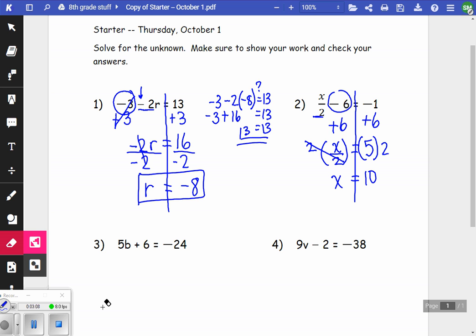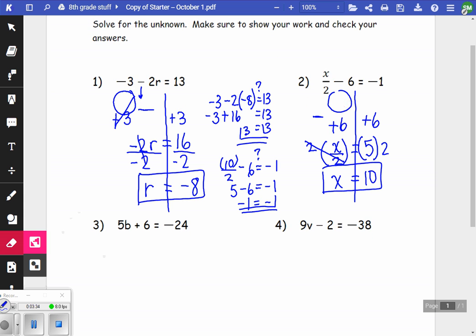Again, I'm going to check my answer. I'm going to come over here. 10 over 2 minus 6 equals -1, I hope. 10 divided by 2 is 5. Minus 6 equals -1. 5 minus 6 is indeed -1. So x equals 10 is the correct answer.